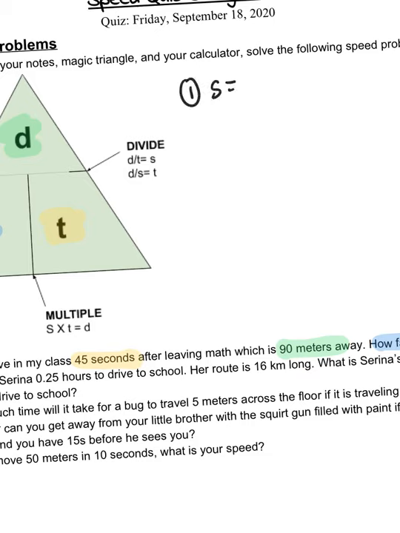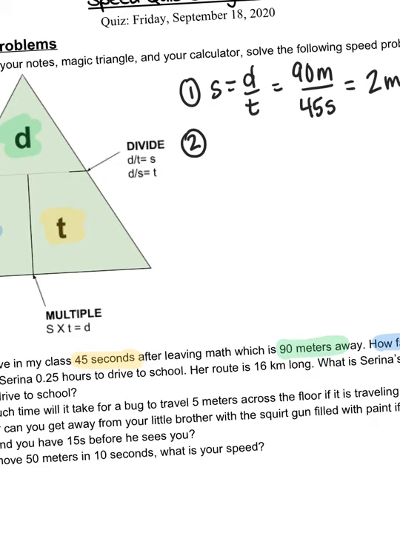Yep. Distance divided by time. So our distance is what in this problem? What is our time? What's our answer? Very good. Okay, number 2.